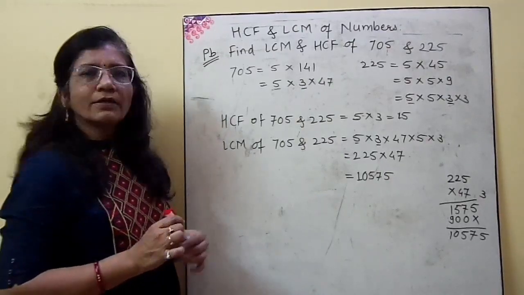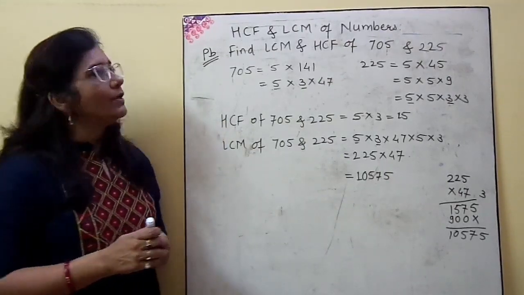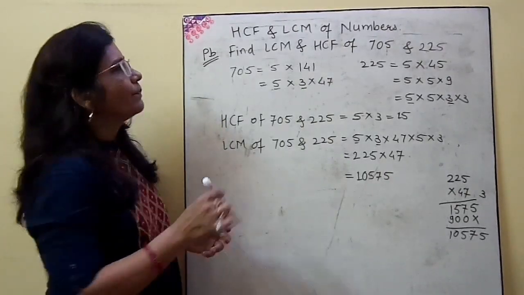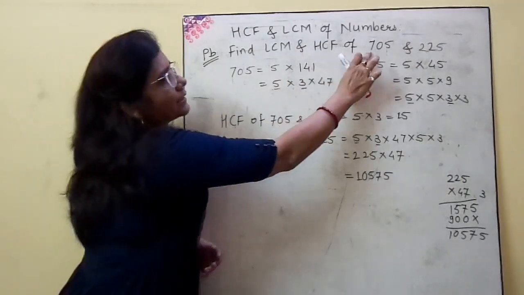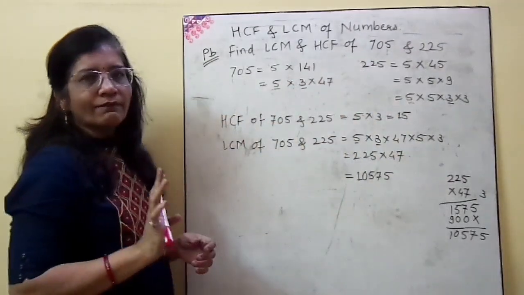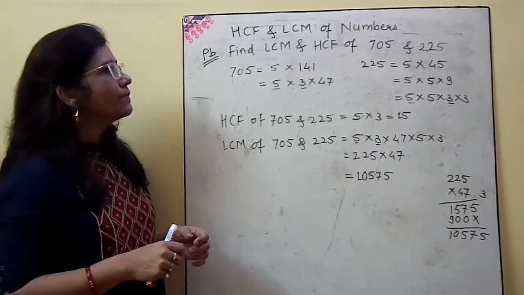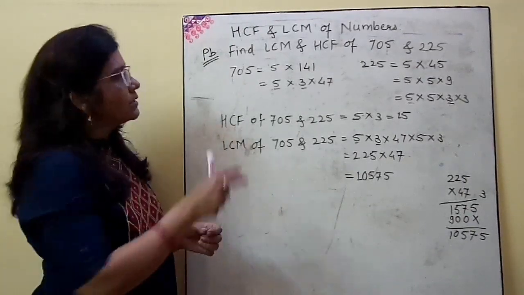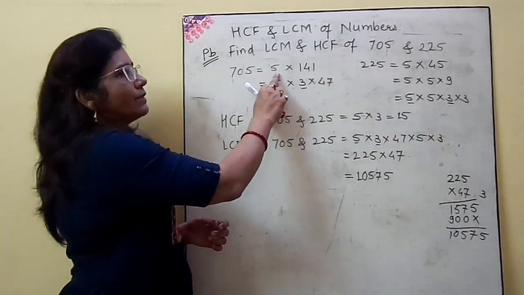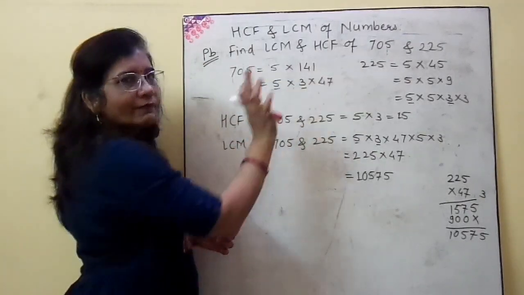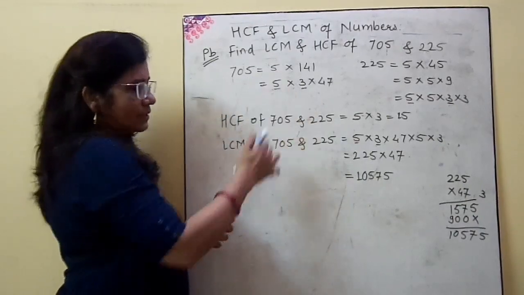Now we are going to take one more example on LCM and HCF. I have taken 705 and 225. These two numbers are there, and you have to find the LCM and HCF of these two numbers. Now we will find the prime factors. 705 is divisible by 5, so 5 into 141. Now 5 is written here as it is.